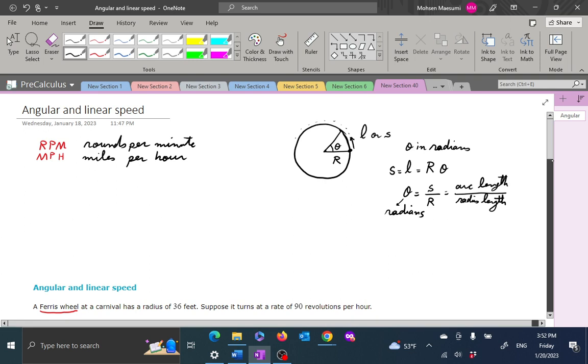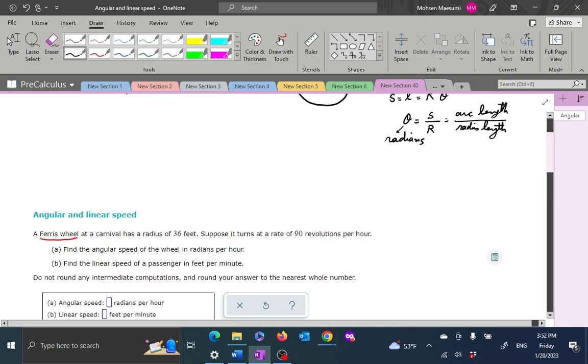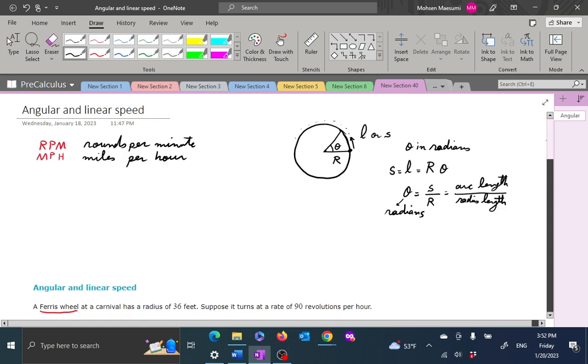So what are the typical questions that we have here? A Ferris wheel at a carnival has a radius of 36 feet. Suppose it turns at the rate of 90 revolutions per hour, and we want to find out what is the angular speed and what is the linear speed. Well, how do we measure the angular speed?